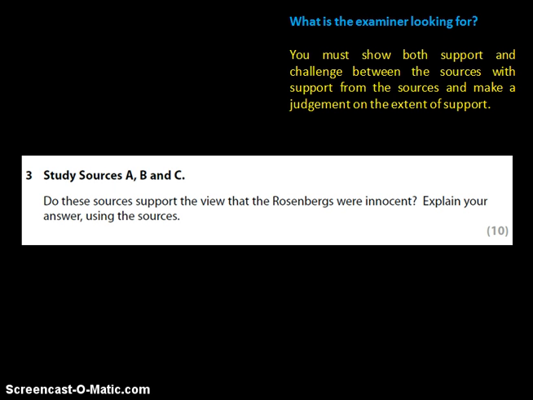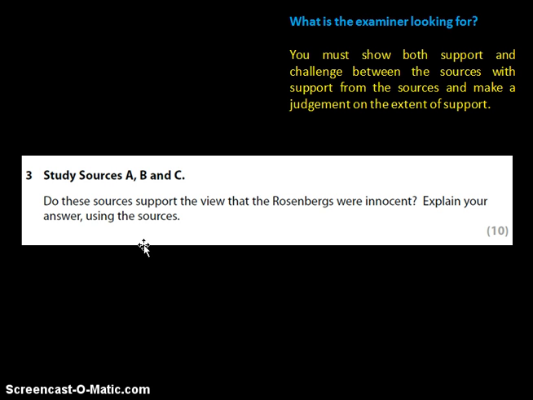I actually think that this is the most trickiest question on the paper, simply because the question can be structured in 2 different ways. There is a more straightforward structure, and then there's the one that we're going to be looking at today. Now, this question is: study sources A, B and C. Do these sources support the view that the Rosenbergs were innocent? Explain your answer using the sources.